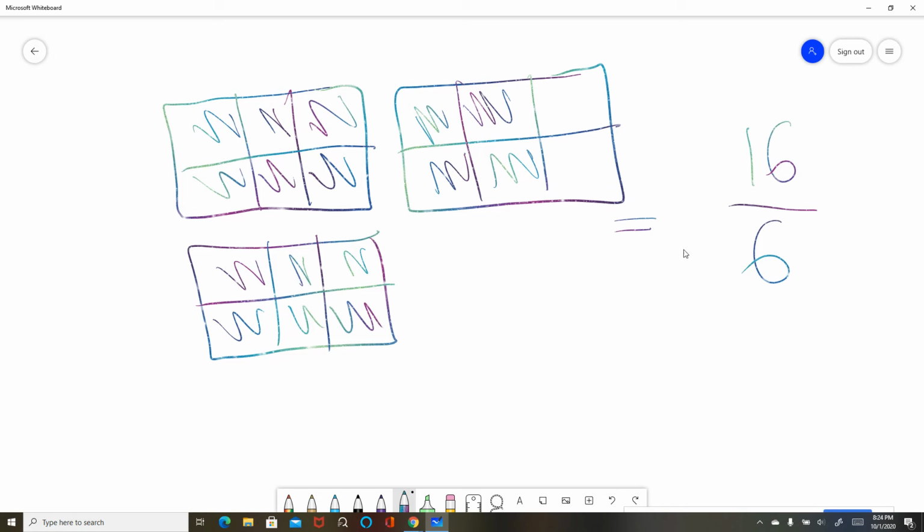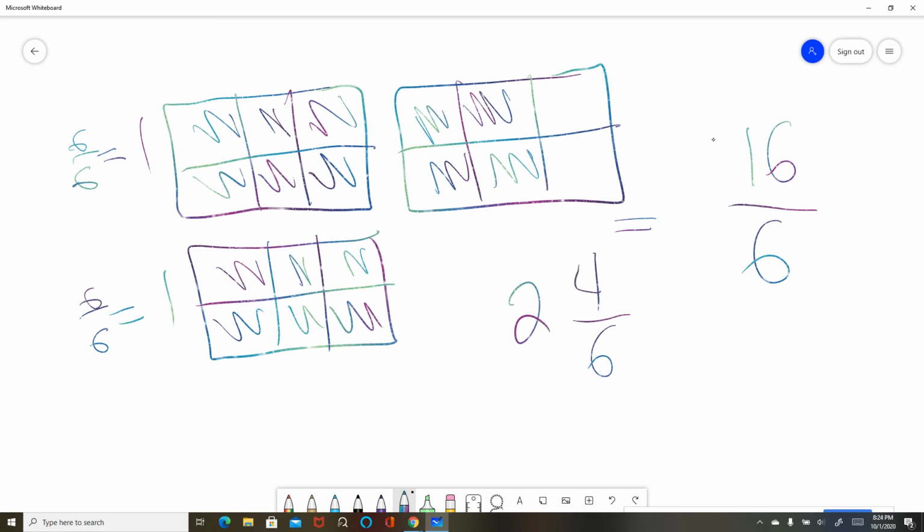Okay, now let's see what 16 sixths is equal to as a mixed number. So we know our denominator is going to be 6 still, it doesn't change. And then we have 6 out of 6 equals 1 whole. 6 out of 6 equals 1 whole. So we have 2 wholes. And then we have 1, 2, 3, 4.